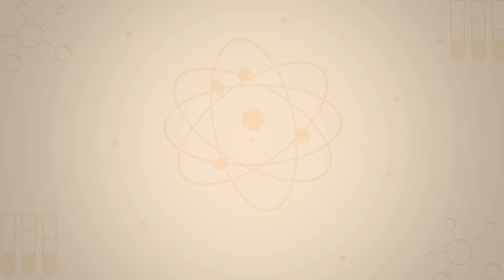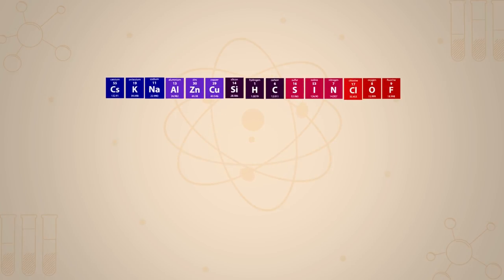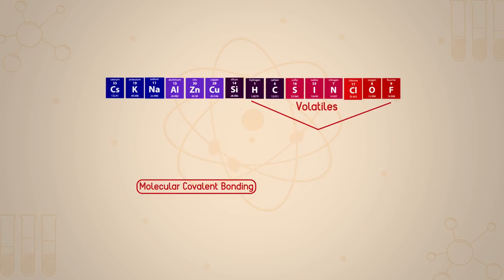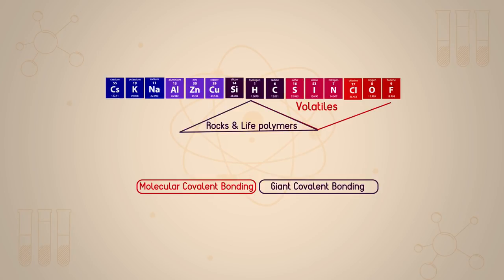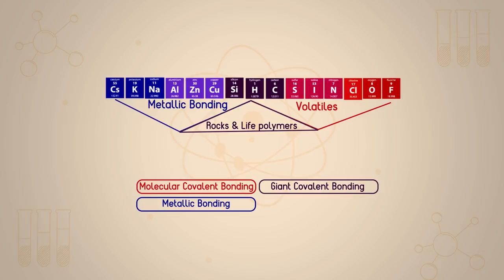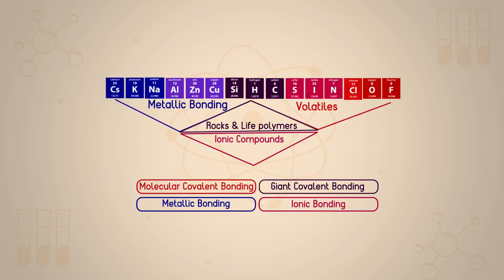So to summarize, when 2 atoms approach, they have the possibility to bond if there is space in their outer electron shells. Non-metallic elements will tend to form self-contained small molecules, giving rise to volatile solids, liquids, and all gases. That's molecular covalent bonding. Compounds of carbon and silicon will give rise to brittle rock-like or polymerized giant structures, giant covalent bonding. Metallic elements will bond together to form metallic structures with loose electrons, metallic bonding. And if a metal bonds with a non-metal, we get ionic compounds with properties totally different from their elements, ionic bonding.